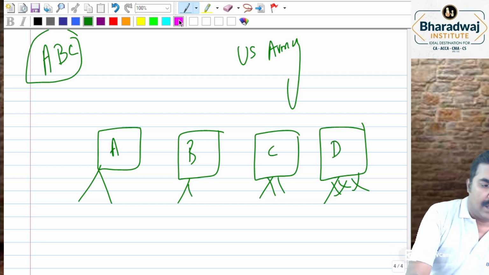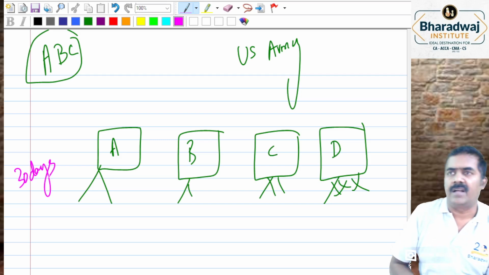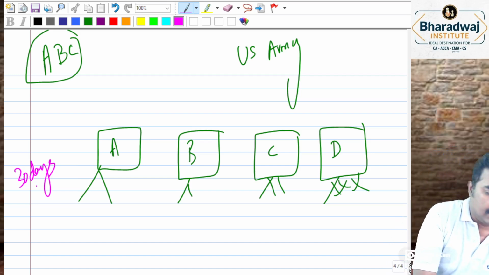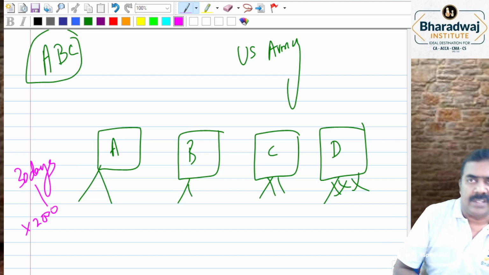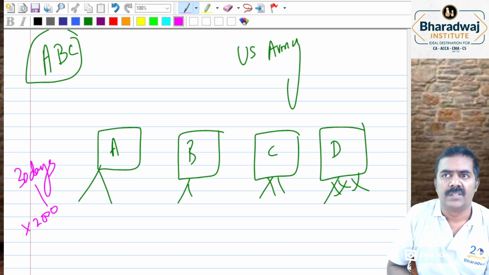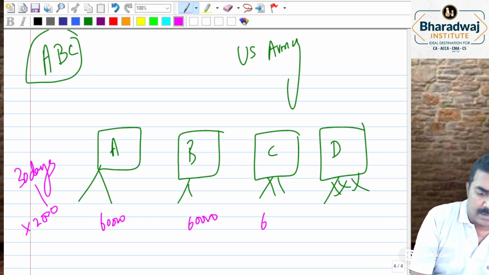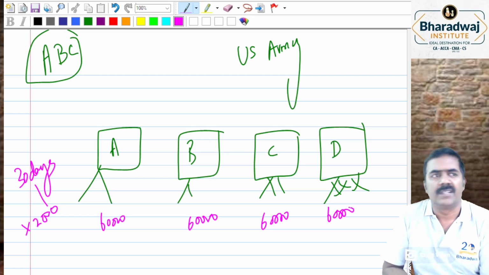All spent 30 days in the location. So each day the cost assigned by the army was $2,000. So 30 days into 2,000, how much is assigned? For each troop monthly, $60,000 was assigned.